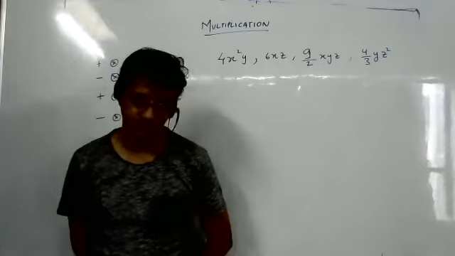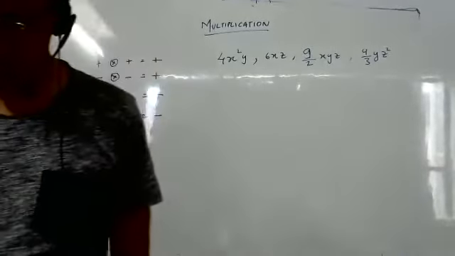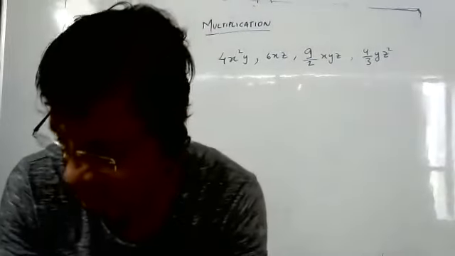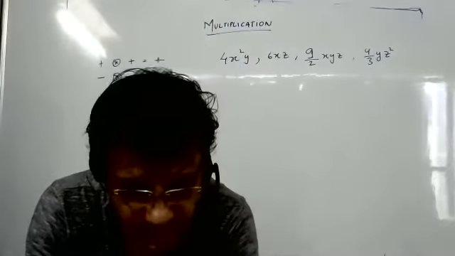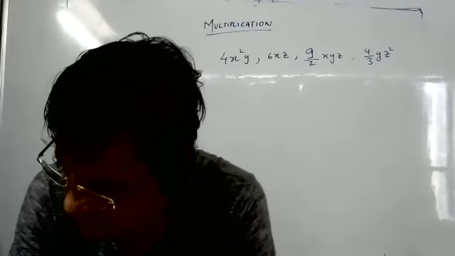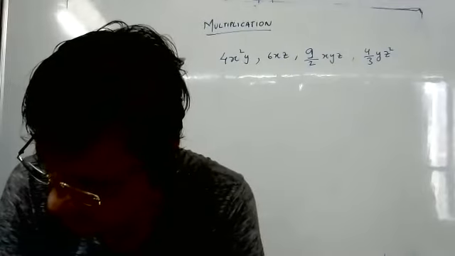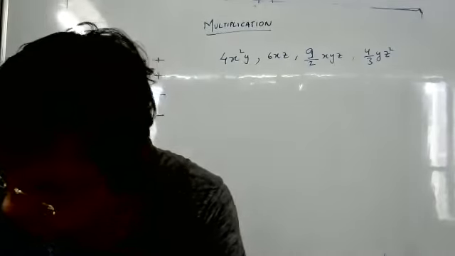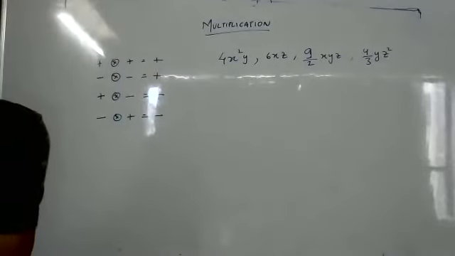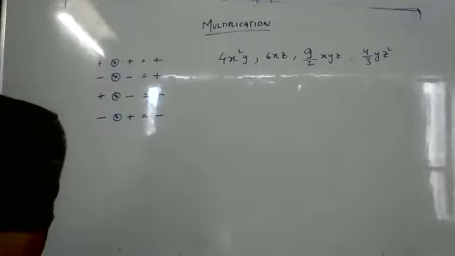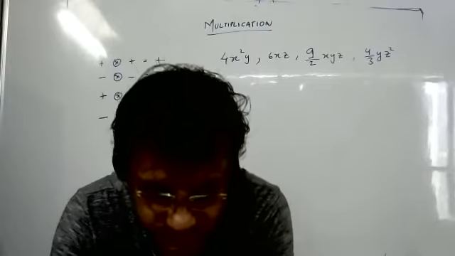Nonita? Sir, 96 x to the power 4, y to the power 3, and z to the power 4. Wrong. Next is Sanjit. 108x to the power 4, y to the power 2, z. 4, 6, 9/2, 4/3. No, wrong, Sanjit.